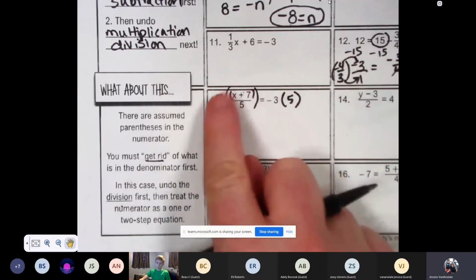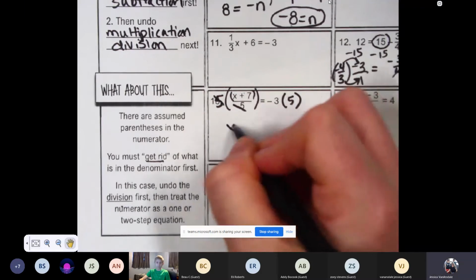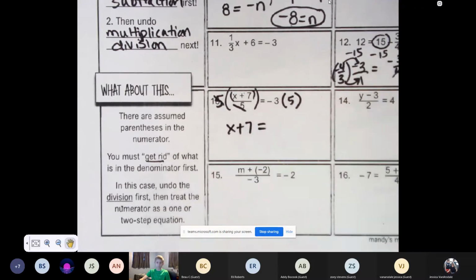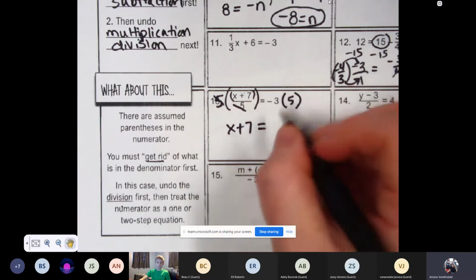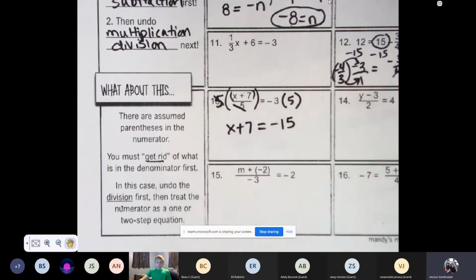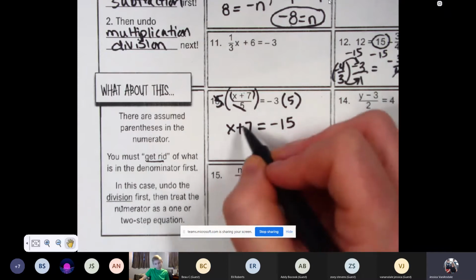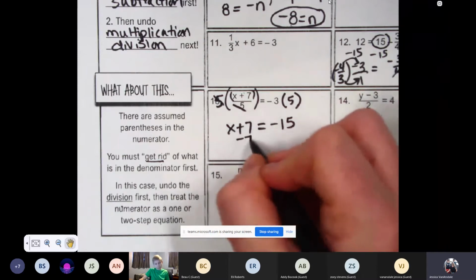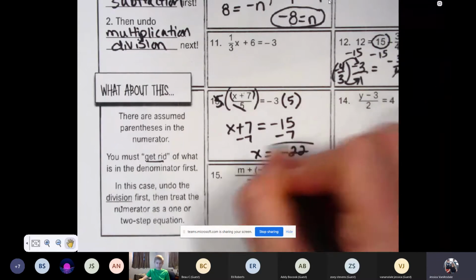Now, when you multiply by 5 here, that's going to cancel these 5s. So that makes the x plus 7 come down by itself. So now you have -3 times +5, which is -15. So now we have just a normal one-step equation where we have to get x by itself. So we will subtract 7 from both sides, and x will be -22.